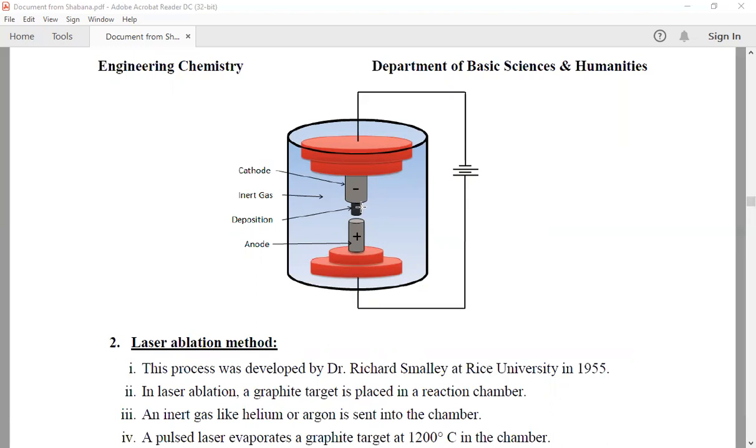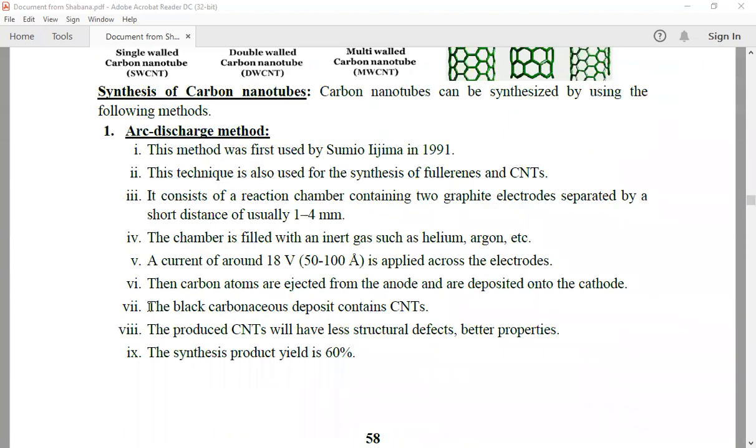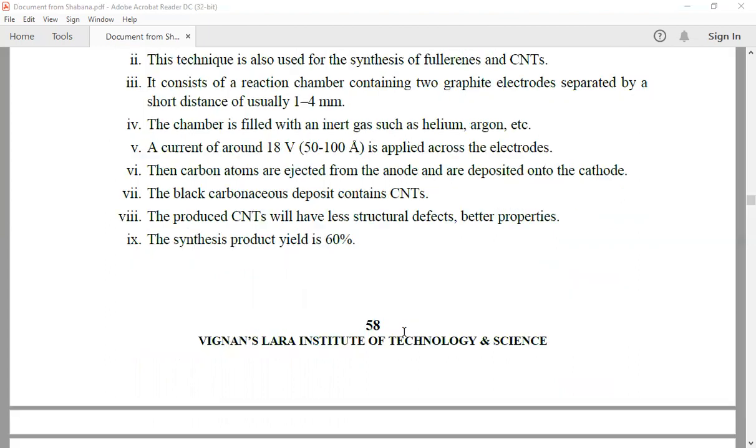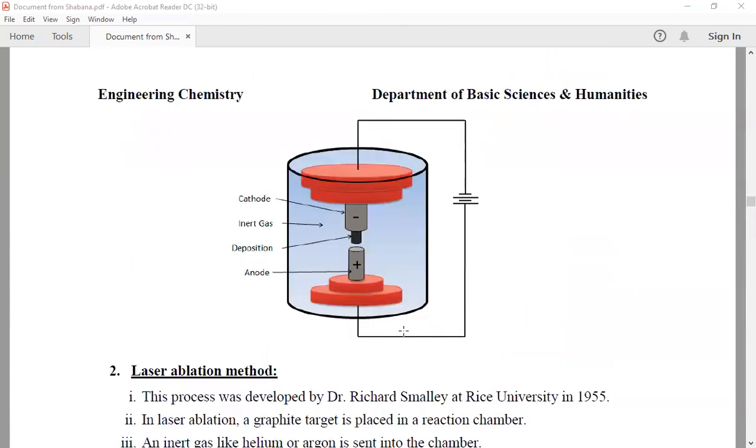That deposited carbon contains carbon nanotube. See here, the black carbonaceous deposit contains CNT. And whatever CNT is produced will have fewer structural defects with better properties. And the product obtained, that is the yield that is obtained through this process, is up to 60%.